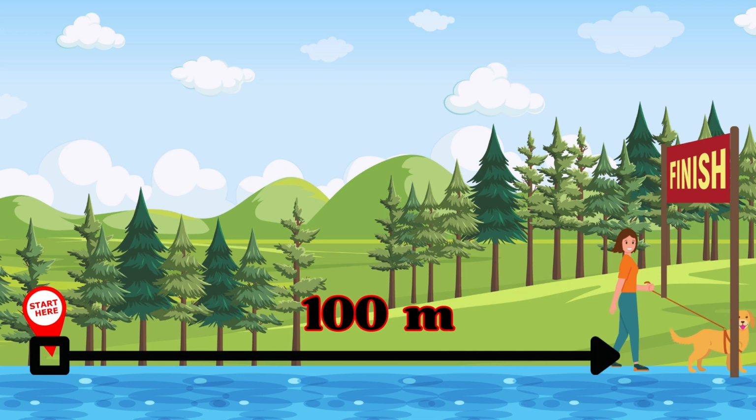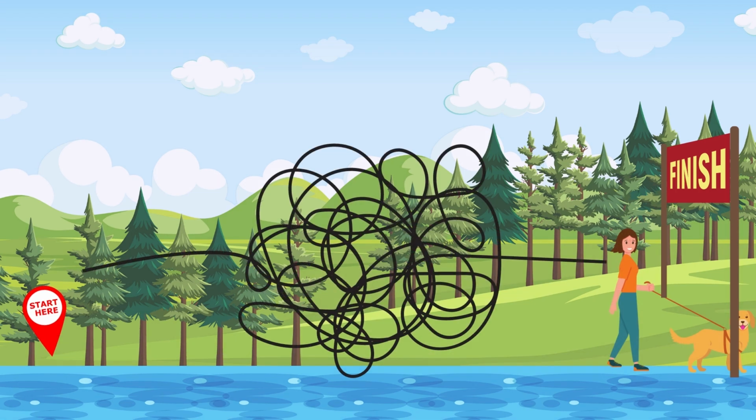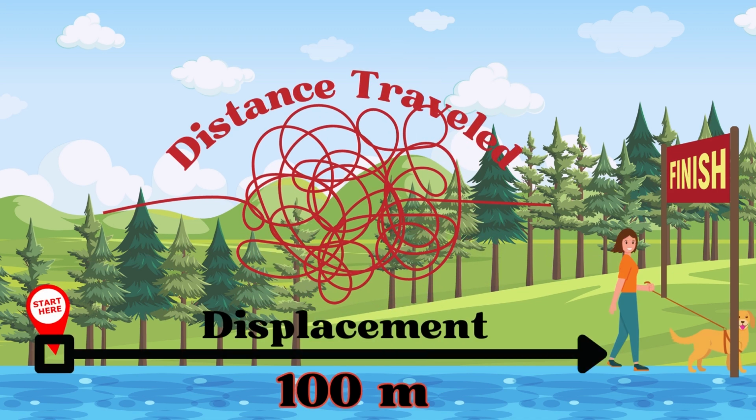However, if you were feeling like you had a lot of time and you wanted to pamper your dog and you took this path instead, then your distance traveled, or how many steps you took, would be way larger than 100 meters, as you can see. This would be, let's say, 5 kilometers or 8 miles. Interestingly, your displacement would still be 100 meters.